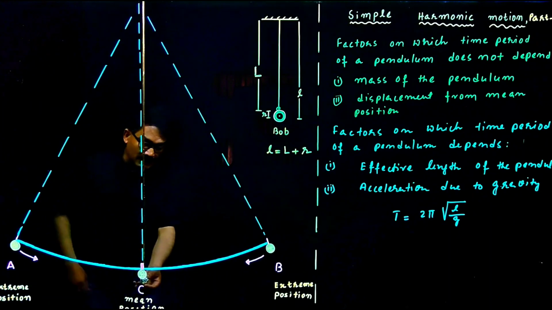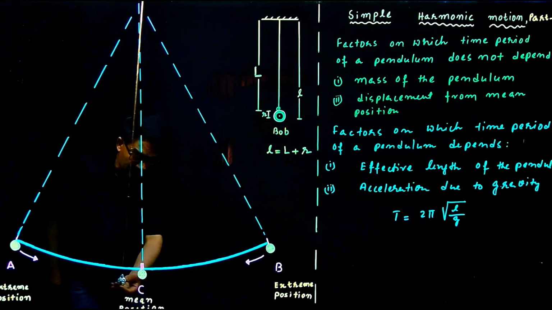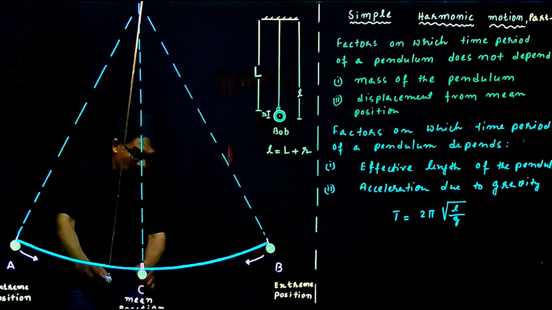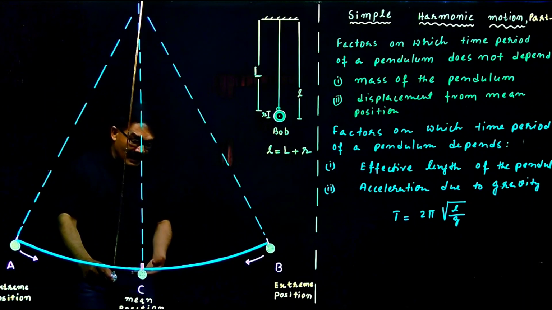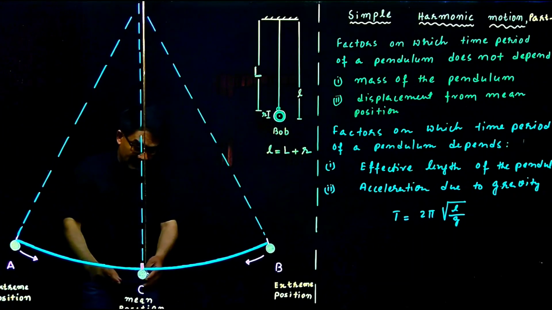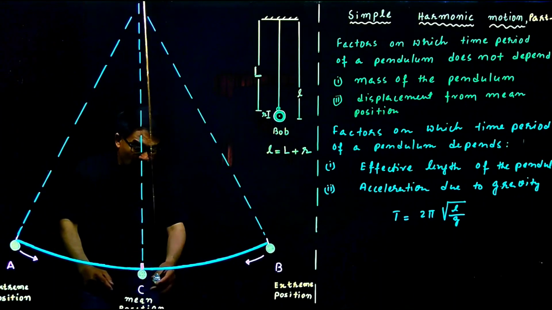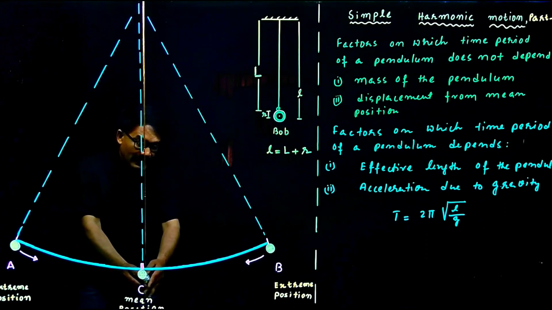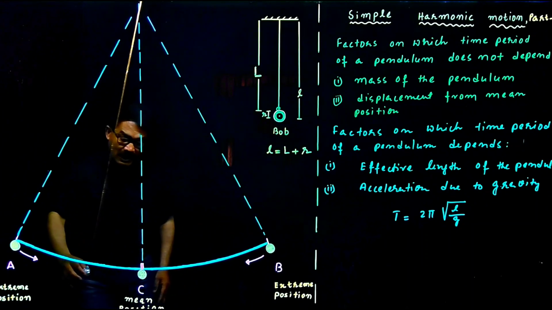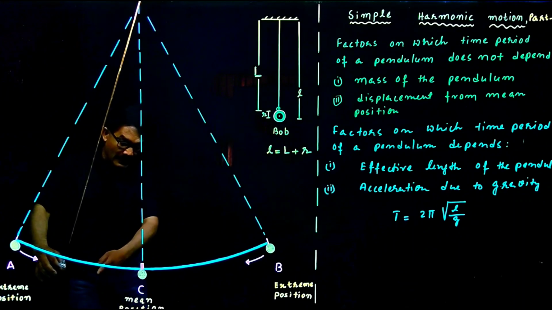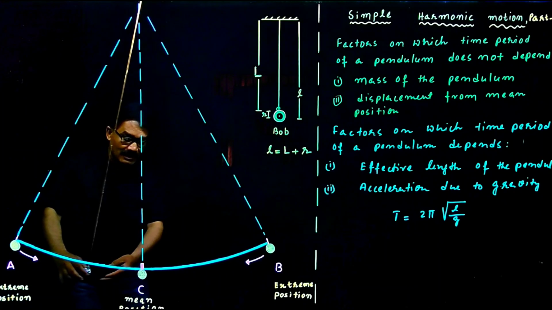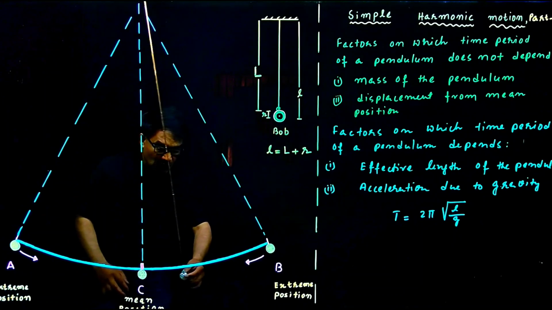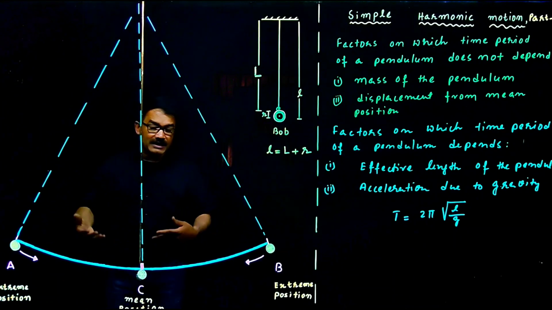Why? Because if the displacement is small, then the acceleration will also be small, because it is a simple harmonic motion. And as the acceleration is small, that means it will take more time for one oscillation. On the other hand, if the displacement is large, then there will be more acceleration towards the mean position, and that makes the time period small. So in a way they nullify each other.